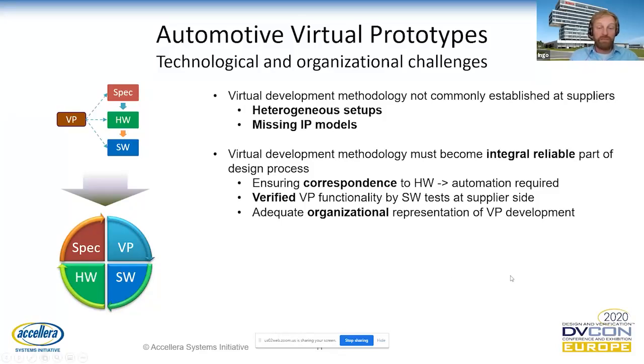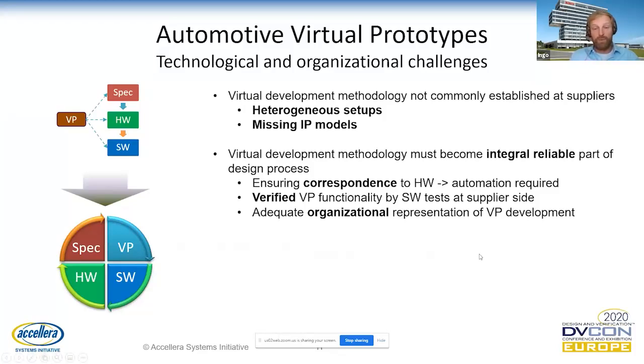Another thing we see is that the VP must be used inside on the supplier side in the same manner as on the consumer side. So it must be verified by the internal teams that are developing the VP, and the software teams inside the organization must also verify that, because the knowledge is much deeper inside these organizations, and the testing should be reused in order to gain quality of the VP. And lastly, the adequate organizational representation. So the priority of the VP team must be there in order to ask questions, to get timely answers, and also, again, to provide a high quality virtual prototype.